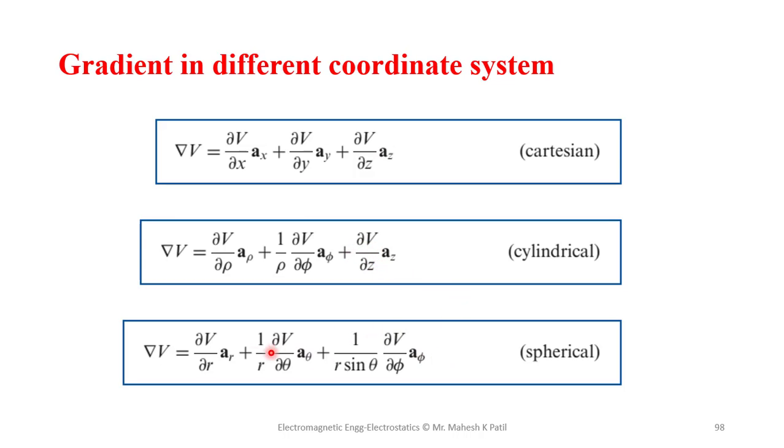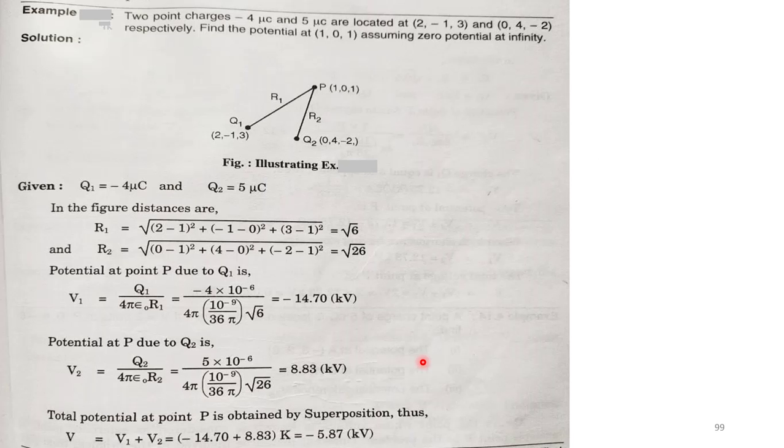For the spherical coordinate system, del V can be written as dV by dr A r bar plus 1 by r dV by d theta A theta bar plus 1 upon r sin theta dV by d phi A phi bar. So these are the different gradient equations considering different coordinate systems. Now we'll see simple problems based upon this potential equation.